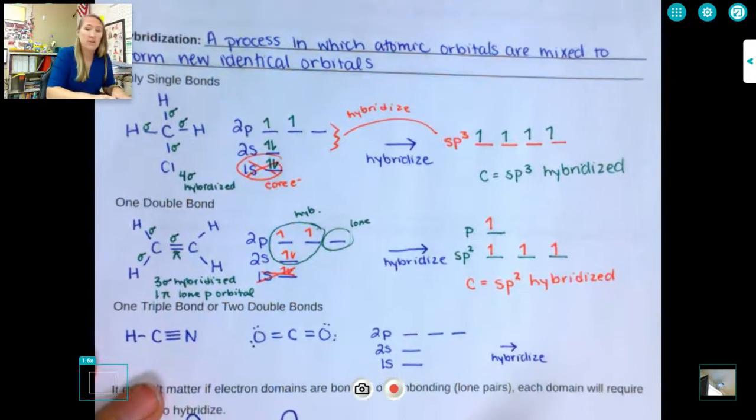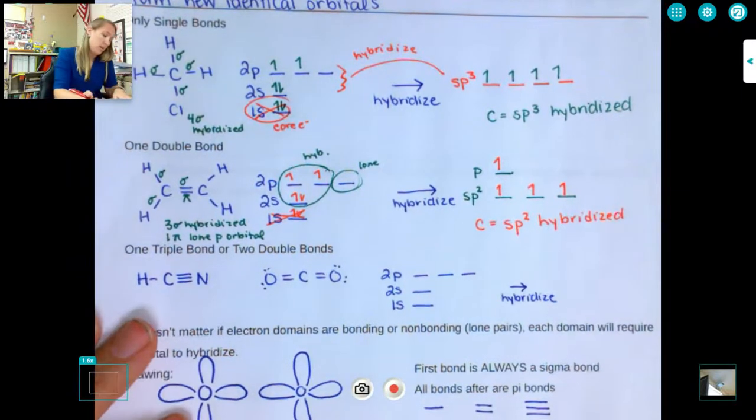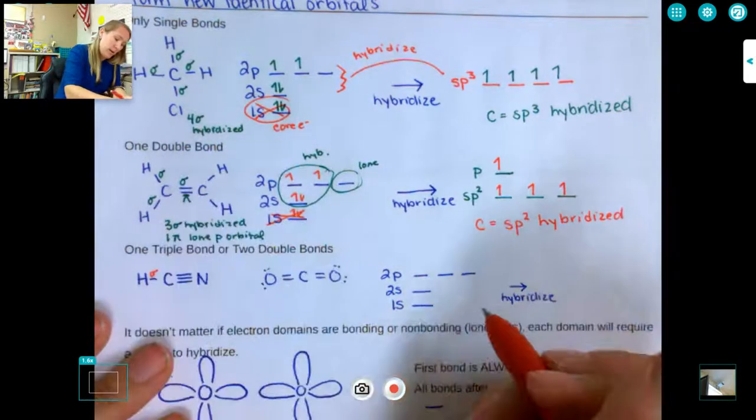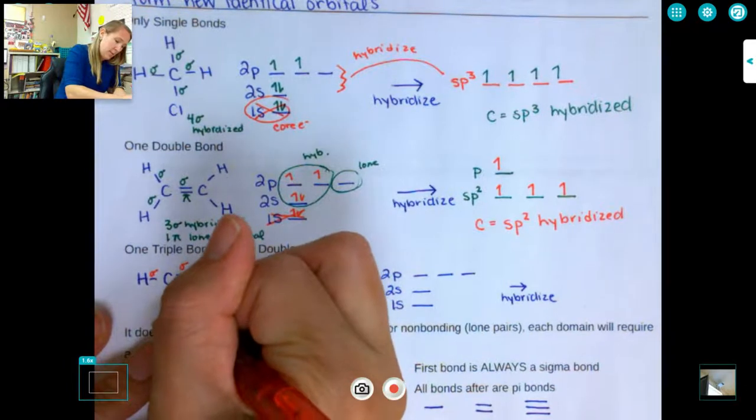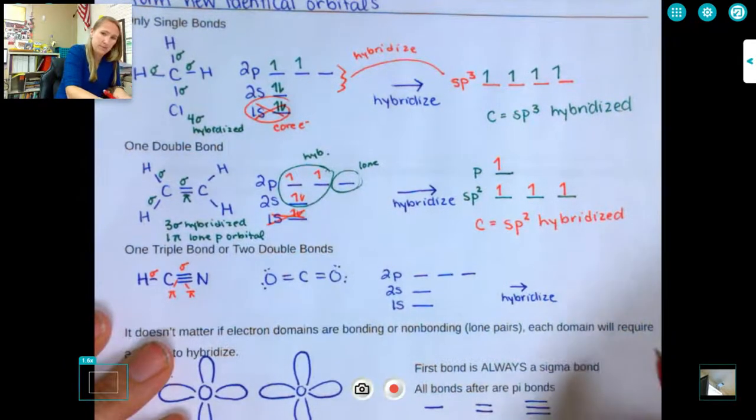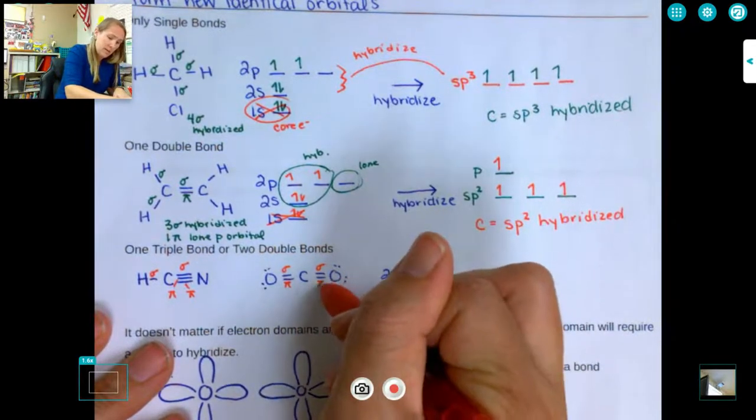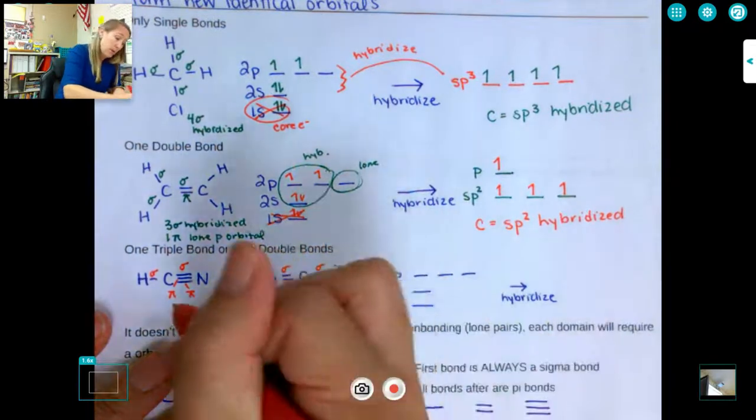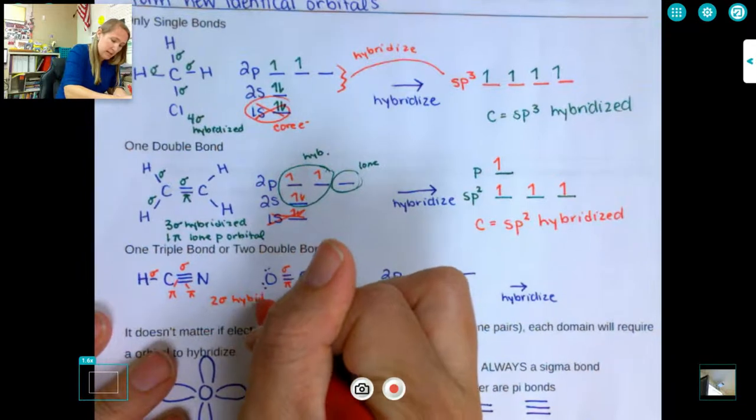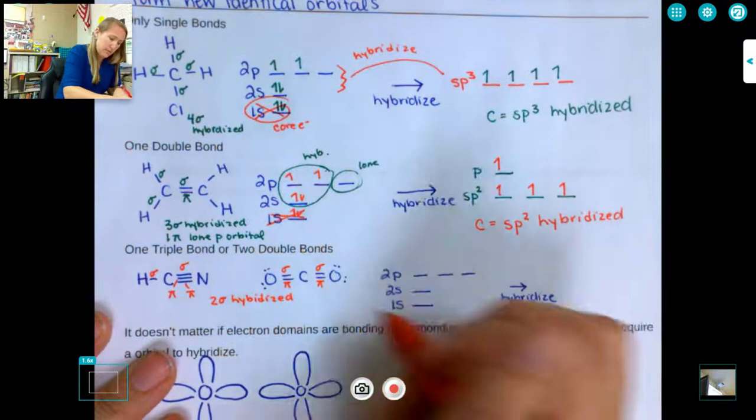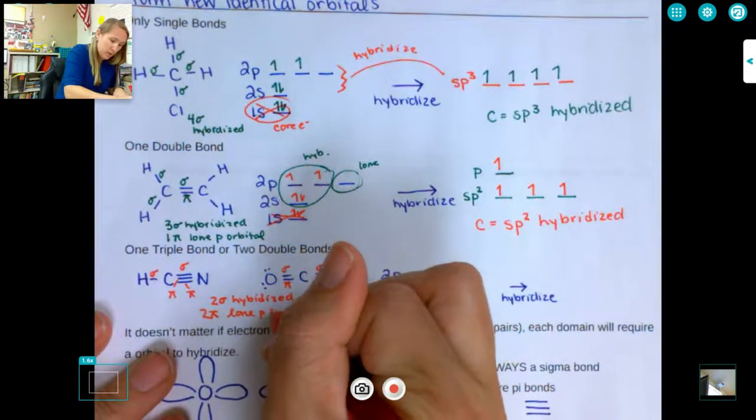Okay. But what if I have a triple bond or 2 double bonds? They're going to work the same way. So again, label our bonds. I've got a sigma bond, a pi bond, and a pi bond. In this one, I've got a sigma, a pi, and a pi. So here in both of these, I have 2 sigma hybridized orbitals, and I have 2 pi lone p orbitals.